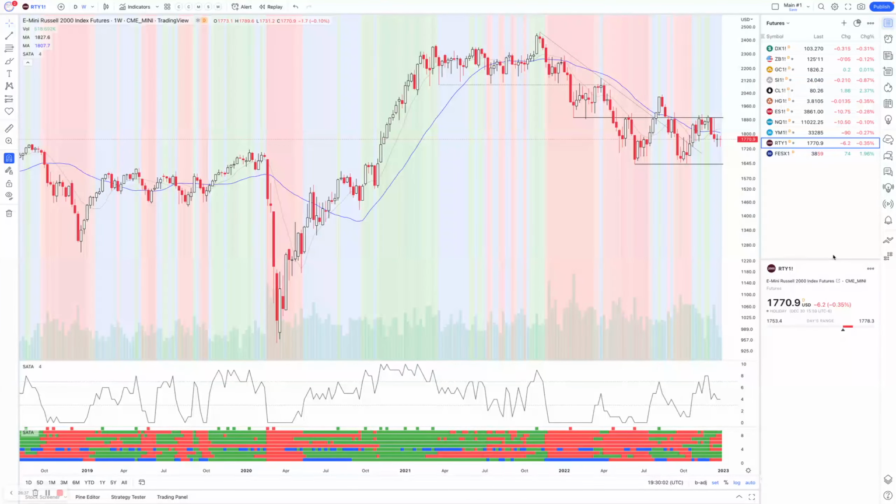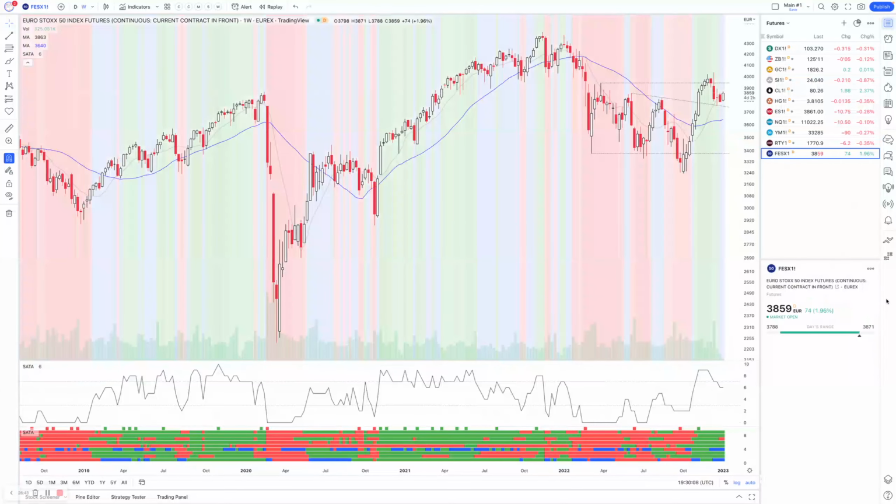Russell 2000 here, you can see on the neutral at a SATA 4, so in stage 1. And then the Stoxx 50, which is the Euro stocks, actually made a stage 2 breakout and hasn't failed on this one. It pulled back in. It's in the backup zone at the moment, so looking for a stage 2 continuation type move in that one. So Euro stocks showing more relative strength at the moment.